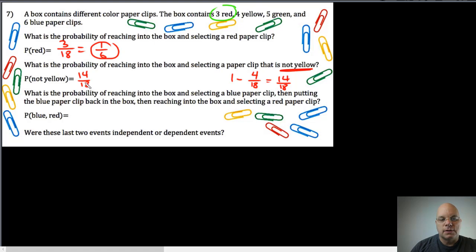14/18 simplifies to 7/9. You could have also added up all the ones that are not yellow. There's 3, 5 is 8, and 6 more is 14. So that's another way to do it.